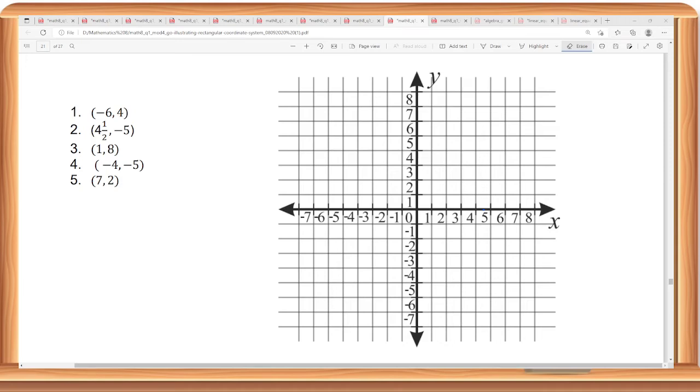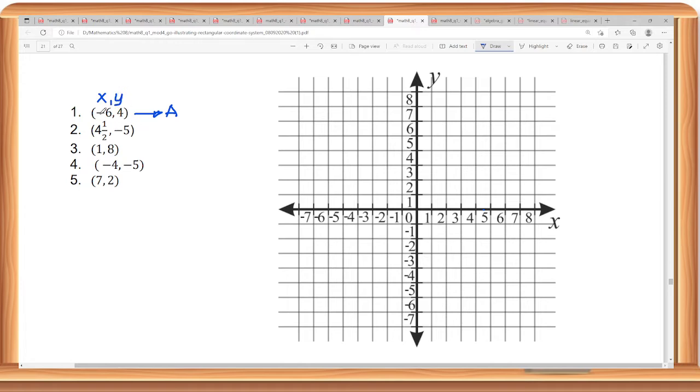Okay, let's try to plot the following points given the x coordinate and the y coordinate. For number one, let's say this is point A. Let's locate point A wherein the x coordinate is negative 6. The first number is always the x, and the second number would be the y coordinate.